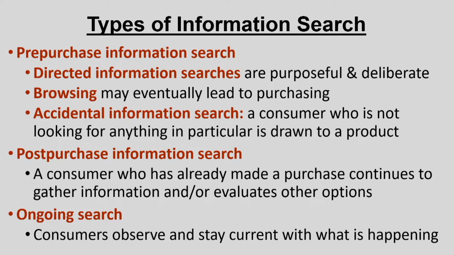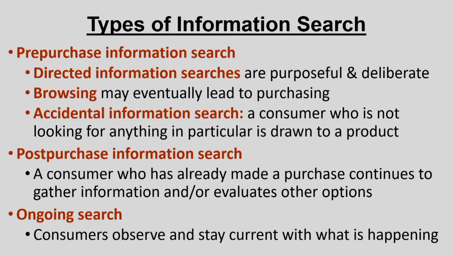The third type of information search that can happen is something called ongoing information search. And what is ongoing information search? Here the consumer searches right from the point of the pre-purchase search to when he is actually using the product, and even if he has the product, has used it, and is fully satisfied, still the search goes on. So consumers observe and stay current with what is happening. Even before buying the product, while using the product, and after the consumption happens, consumers keep finding information.